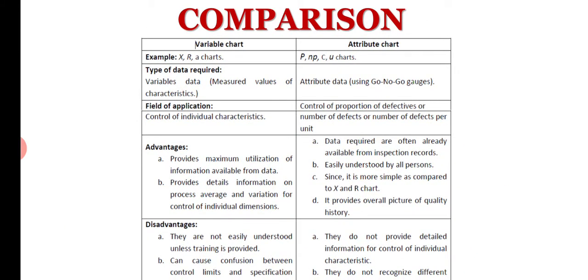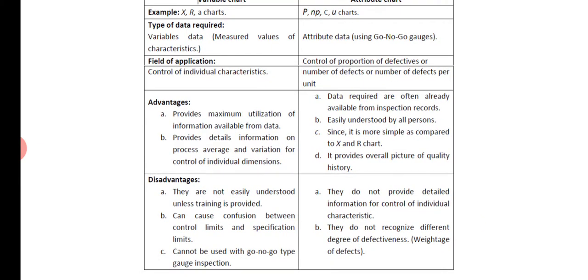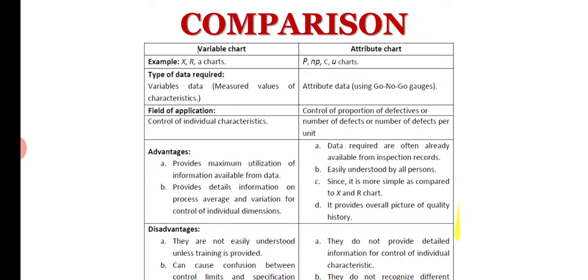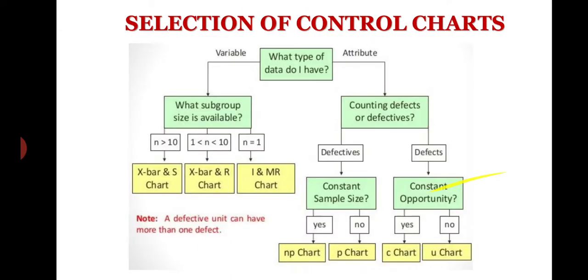So a brief comparison that you can see: variable chart and attribute chart. You can see example X bar R chart, NP chart for attribute. Type of data required is variable data. Just read along what we already discussed, those things are given in the comparison. The material you can find in our ERP Linways. You can download it and read along, and you can clearly find out the differences between a variable chart and an attribute chart.